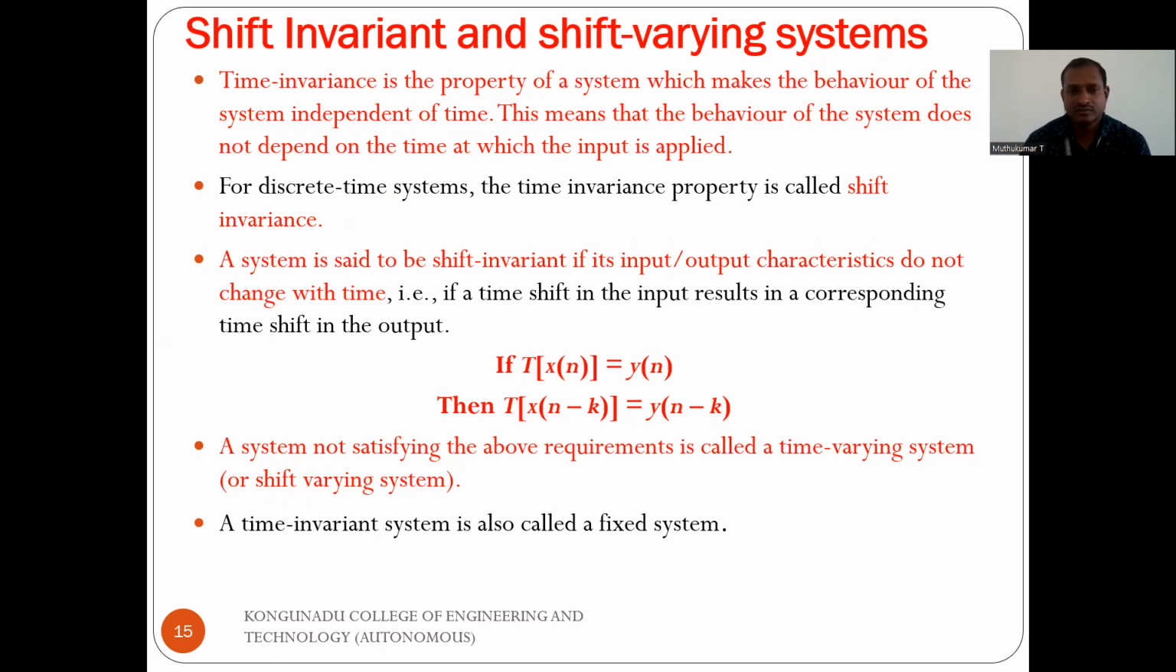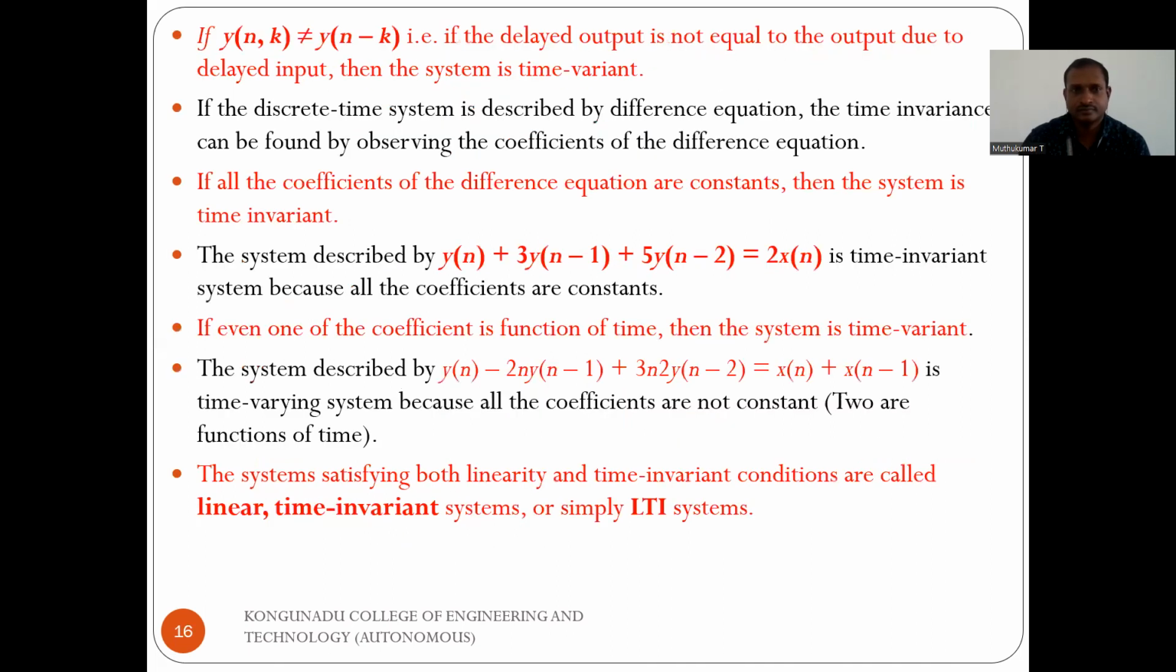It is also called a fixed system. For the condition y(n minus k) not equal to the output for the delayed input, if the delayed output is not equal to the output due to the delayed input, then the system is time variant. If they are equal, it is time invariant.